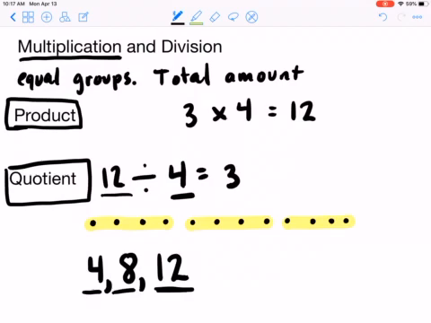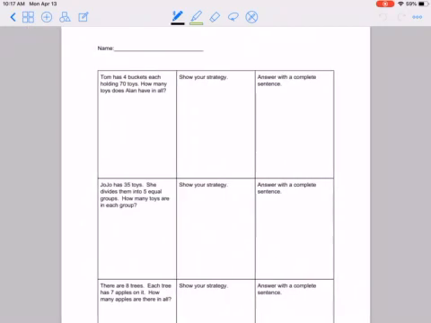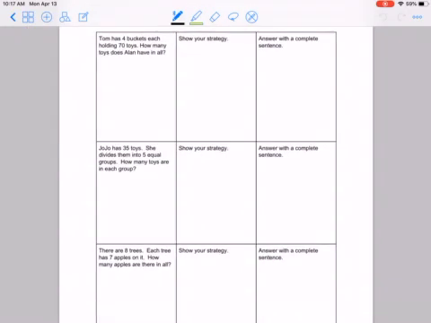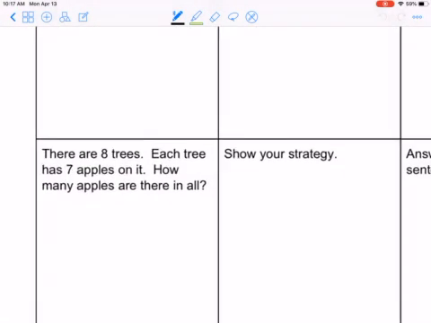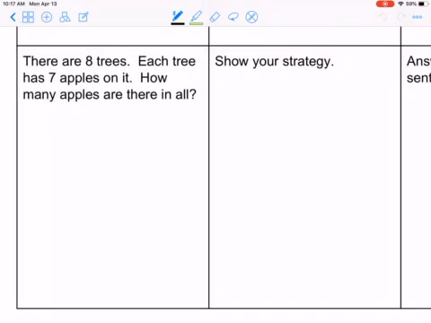So this is why I like to use the skip counting strategy for both multiplication and division. But there are other strategies. We can use the equal group strategy, like I showed you earlier as well, when we apply this to word problems, but skip counting works nicely if you want to stick with that one. Let's look at this word problem here.